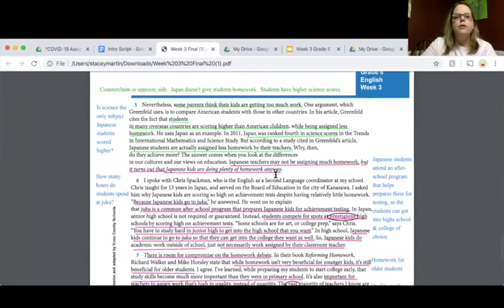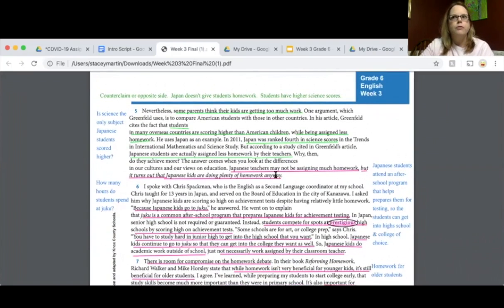All right, so before I start this one, I do want to just tell you a little bit about this next paragraph. This is actually the counterclaim, or the opposite side. And this is where she is telling you what the other side is saying.